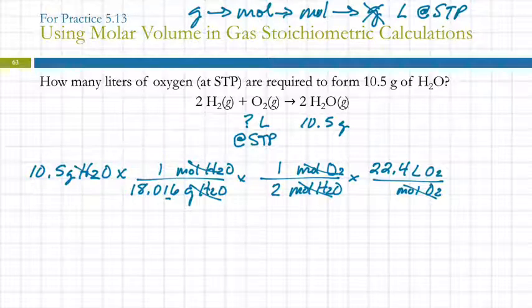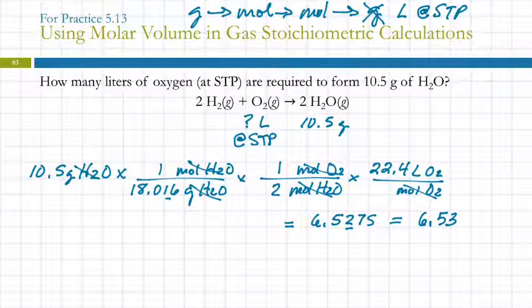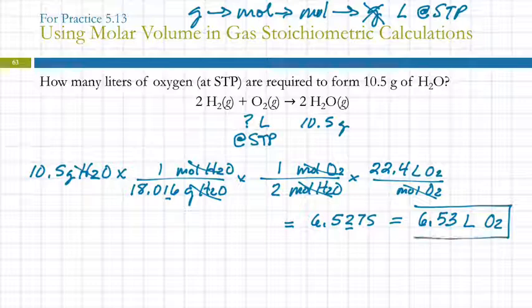So 10.5 divided by 18.016 divided by 2 times 22.4. 3 sig figs, 6.5275. So I would round that to 6.53 liters of oxygen. Any questions?